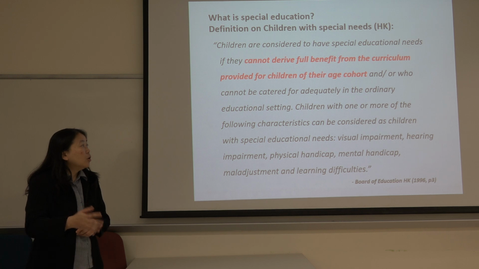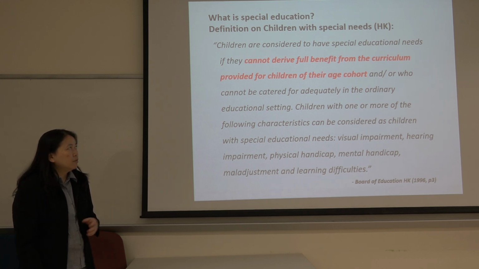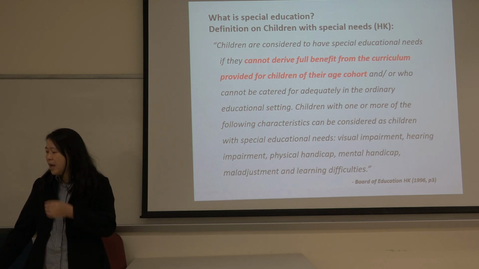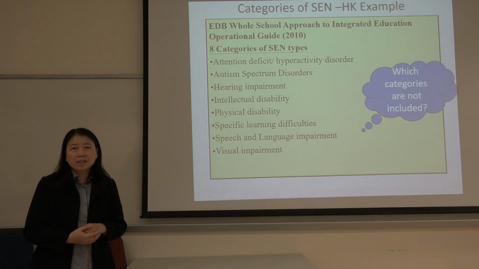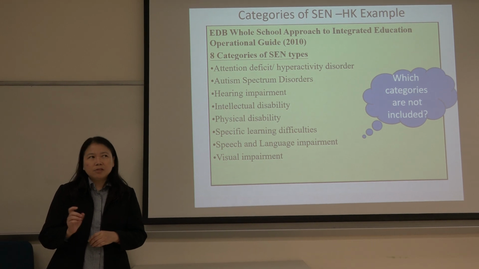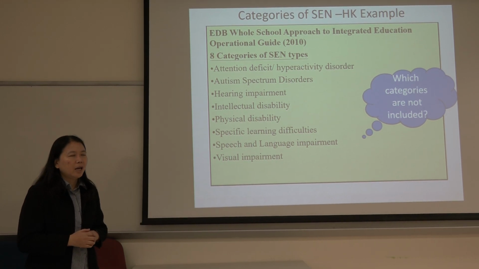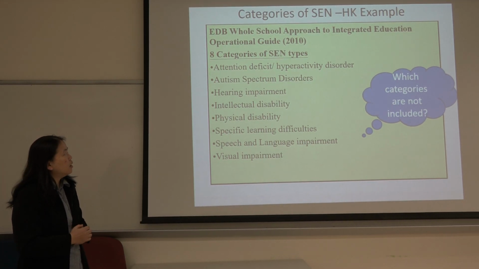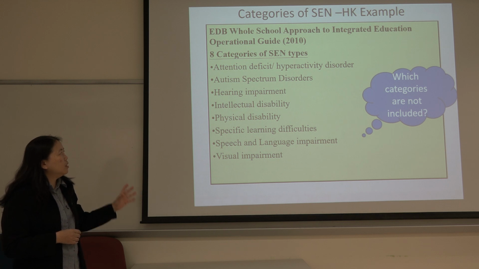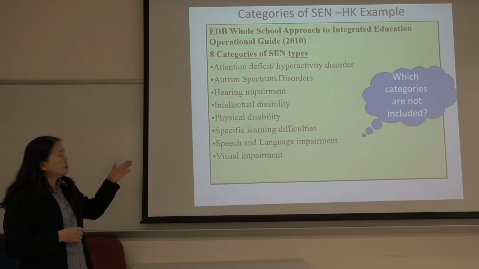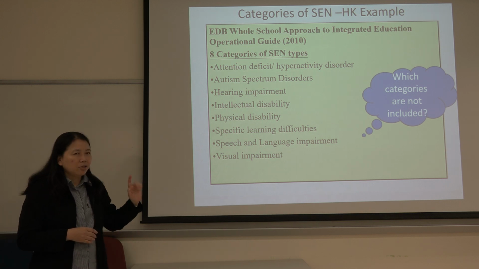This lesson starts with the general definition of SEN, what the definition is in Hong Kong, and then moves on to the 8 categories of SEN. There is recently a new category that has been included as well. Basically, the 8 categories are ADHD, autism, hearing impairment, intellectual disability, physical disability, and so on, as you can see.